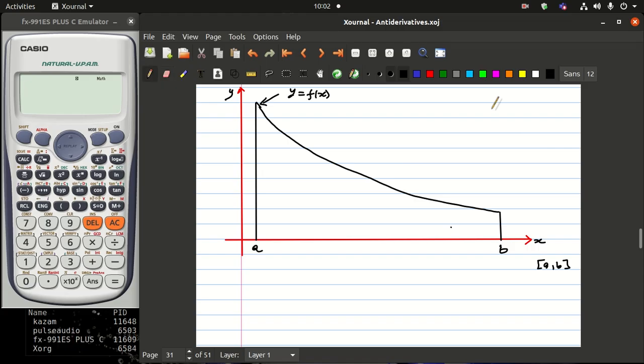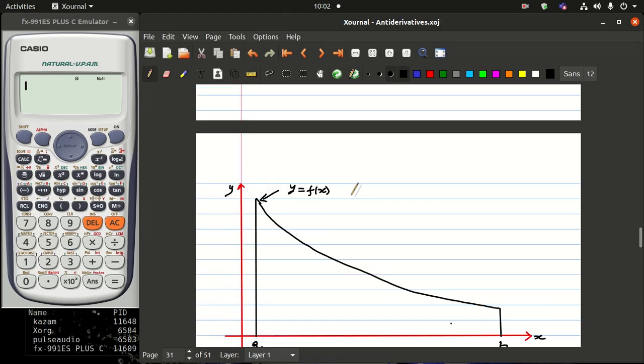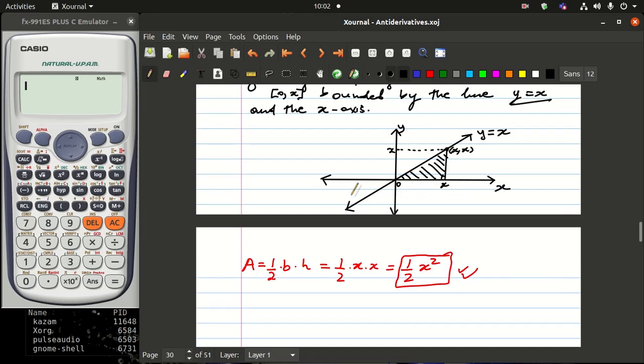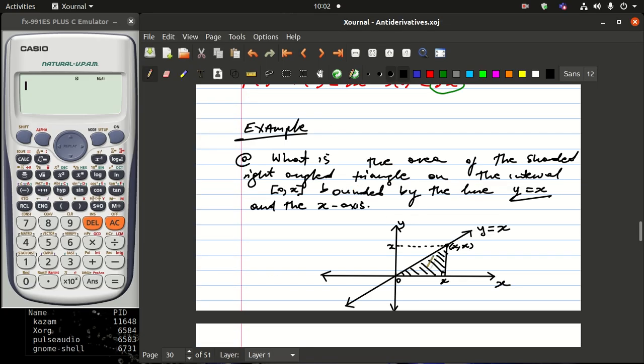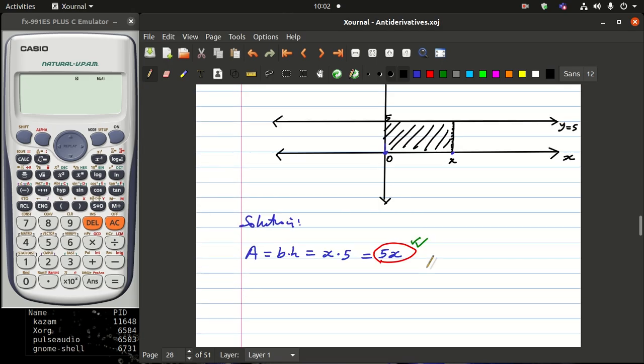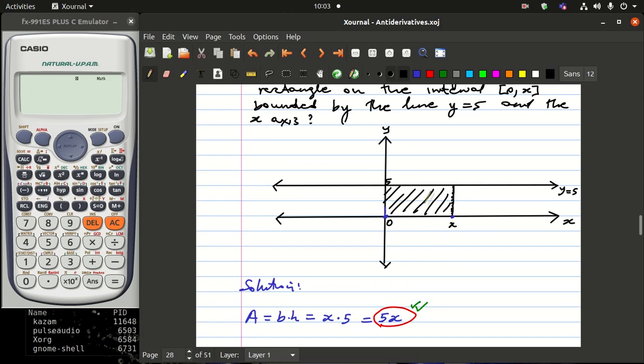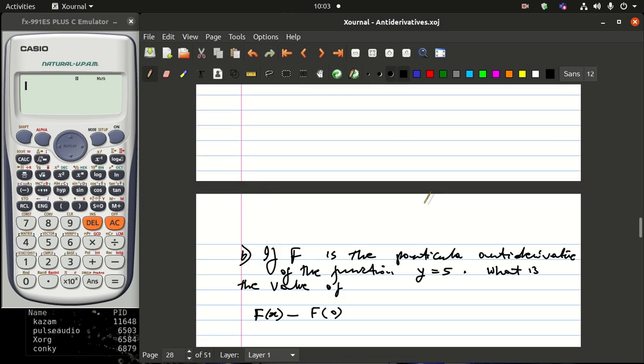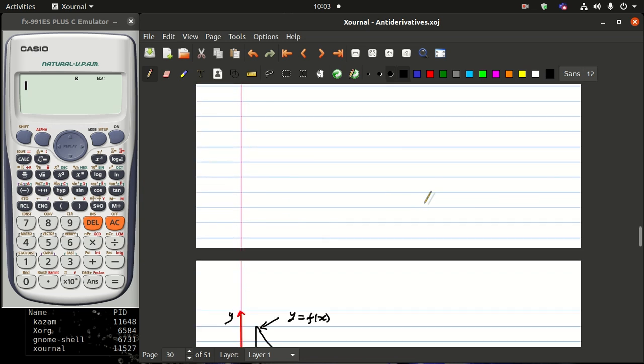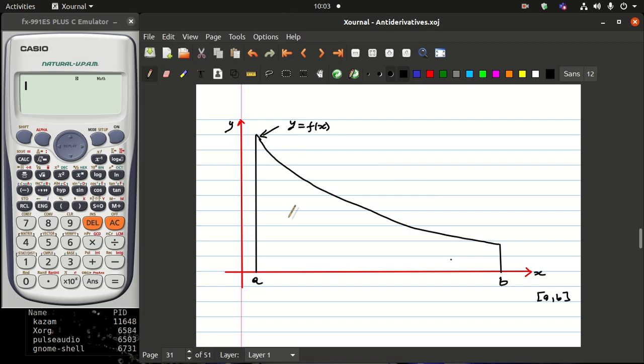Now, how can we find the area under this curve? Take note that it was easy for us to deal with this because it was a triangle, and easy for us to deal with this because it was a rectangle. So now, how can we find the area bounded by the line passing through A and the line passing through B, the x-axis and the curve? How can we find that?